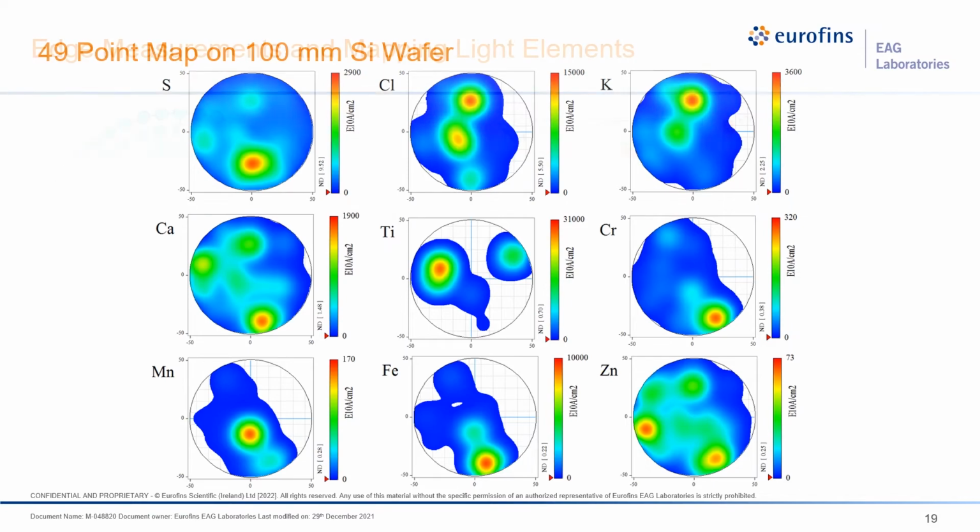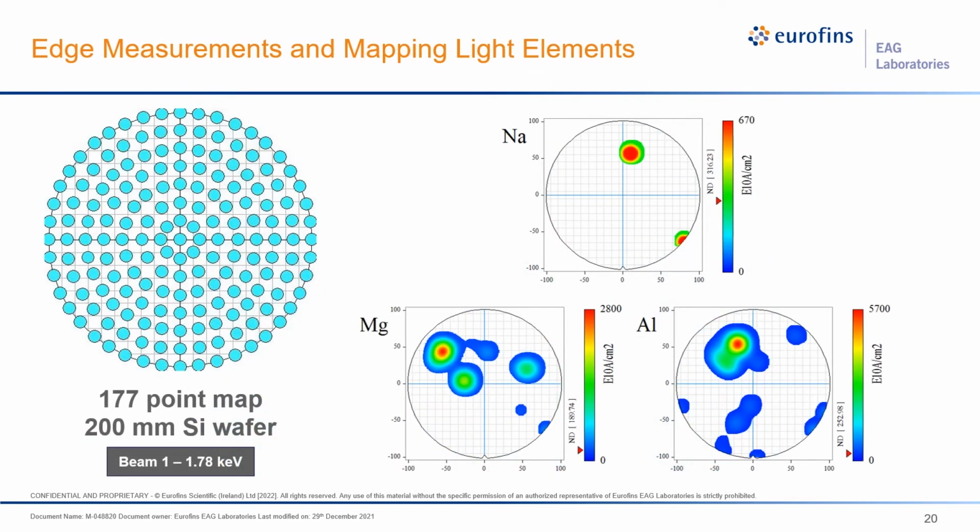So another example I wanted to bring up is including edge measurements and mapping. So here's an example of a 177-point map on a 200mm silicon wafer. What I'm trying to highlight here is you can see all along the edge we actually centered the analytical location right on the edge of the wafer. And from that, we collected beam 1 data because I was interested in looking at the distribution of sodium, magnesium, and aluminum.